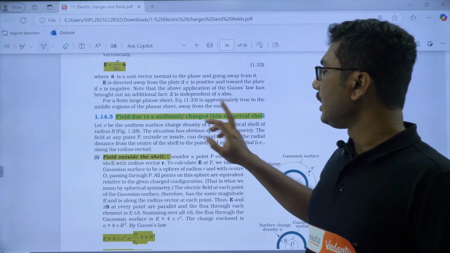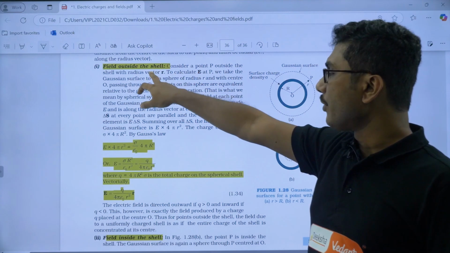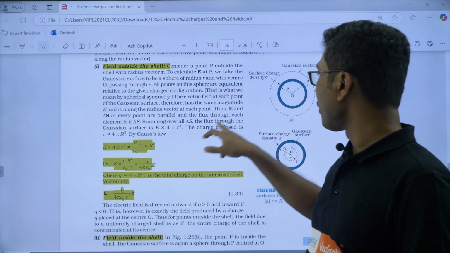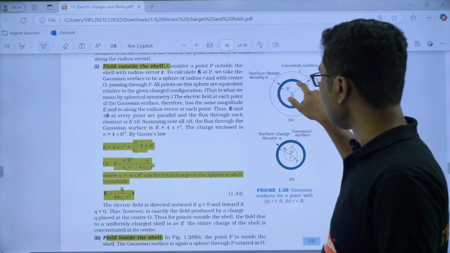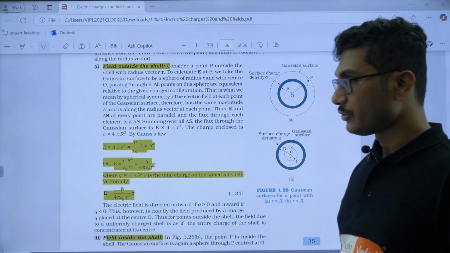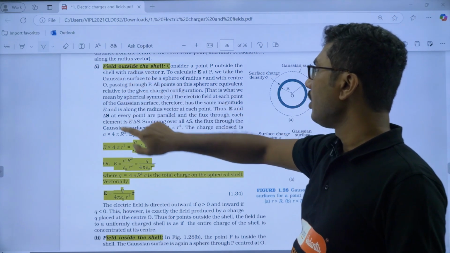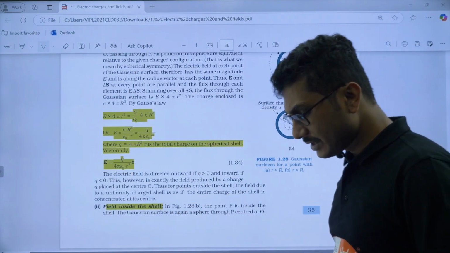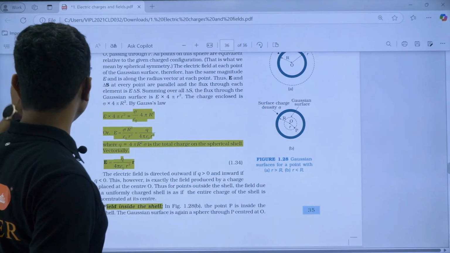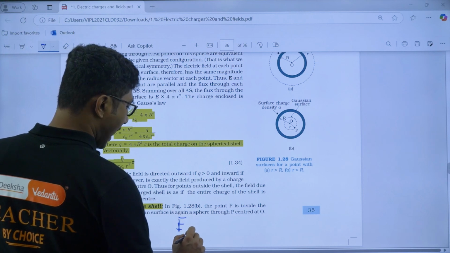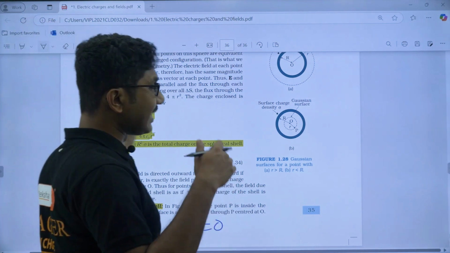Field due to a uniformly charged thin spherical shell is very important. The field outside the shell is basically of this form, and this form is nothing but as if all the charge on the shell is located at the center of the shell, like a point charge, but that is only for the field outside the shell. For the field inside the shell, there is no electric field. So the electric field inside the shell is 0. We already know that, as it does not include any charges. This is the main crux of this entire chapter.